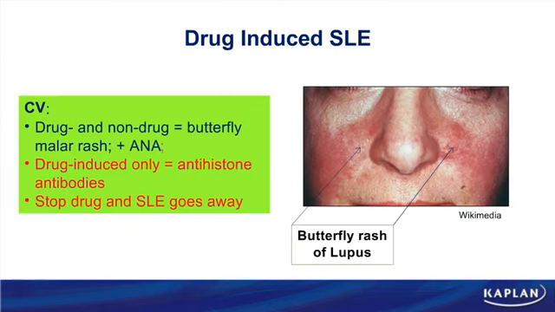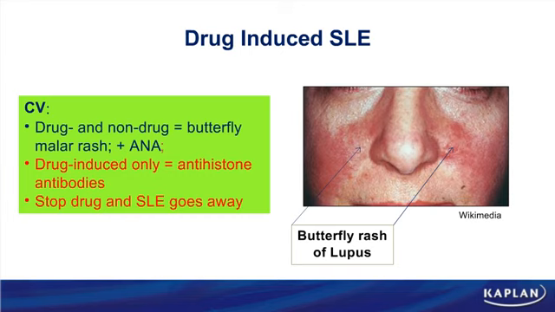Since the drug-induced lupus question is such a popular question on step 1, you've actually got to be able to distinguish drug-induced lupus from non-drug-induced lupus, because these are going to have some features in common. In both drug-induced and non-drug-induced lupus, a patient might experience a butterfly malar rash as shown in this diagram. Patients will have a positive ANA, anti-nuclear antibody test. Those are things that are not going to distinguish if it was caused by a drug or not.